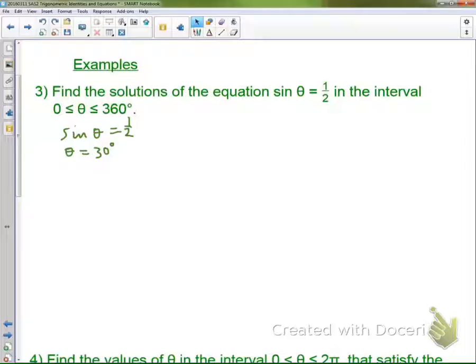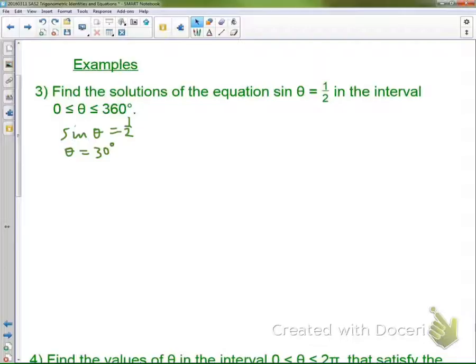And this is the answer that your calculator is going to give you. But what your calculator does is it just gives you the first answer that satisfies the equation you give it. But we need to find all of the solutions. To do so, we need to consider one of two things. We could consider the shape of the graph of sine, or we could consider how the quadrants behave. I will go through both of these methods.